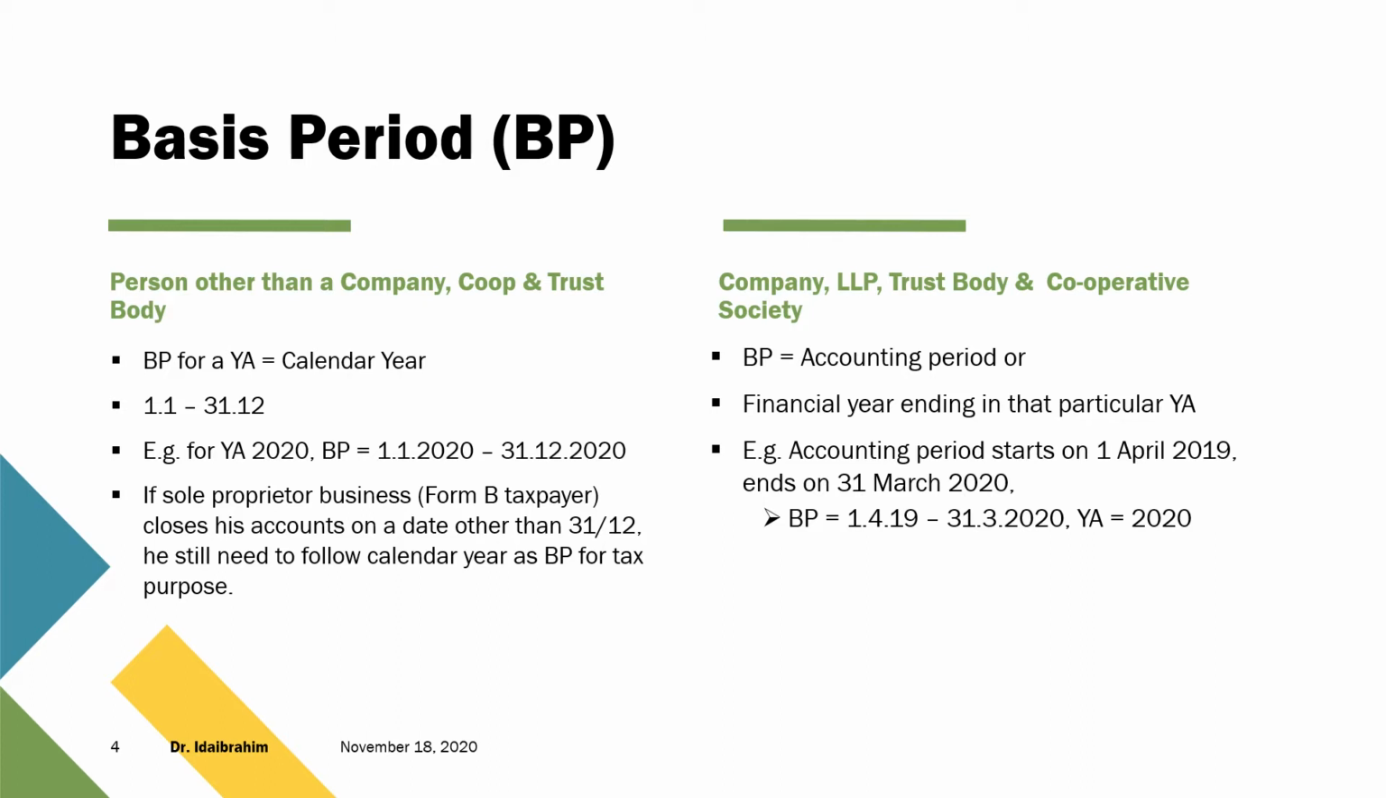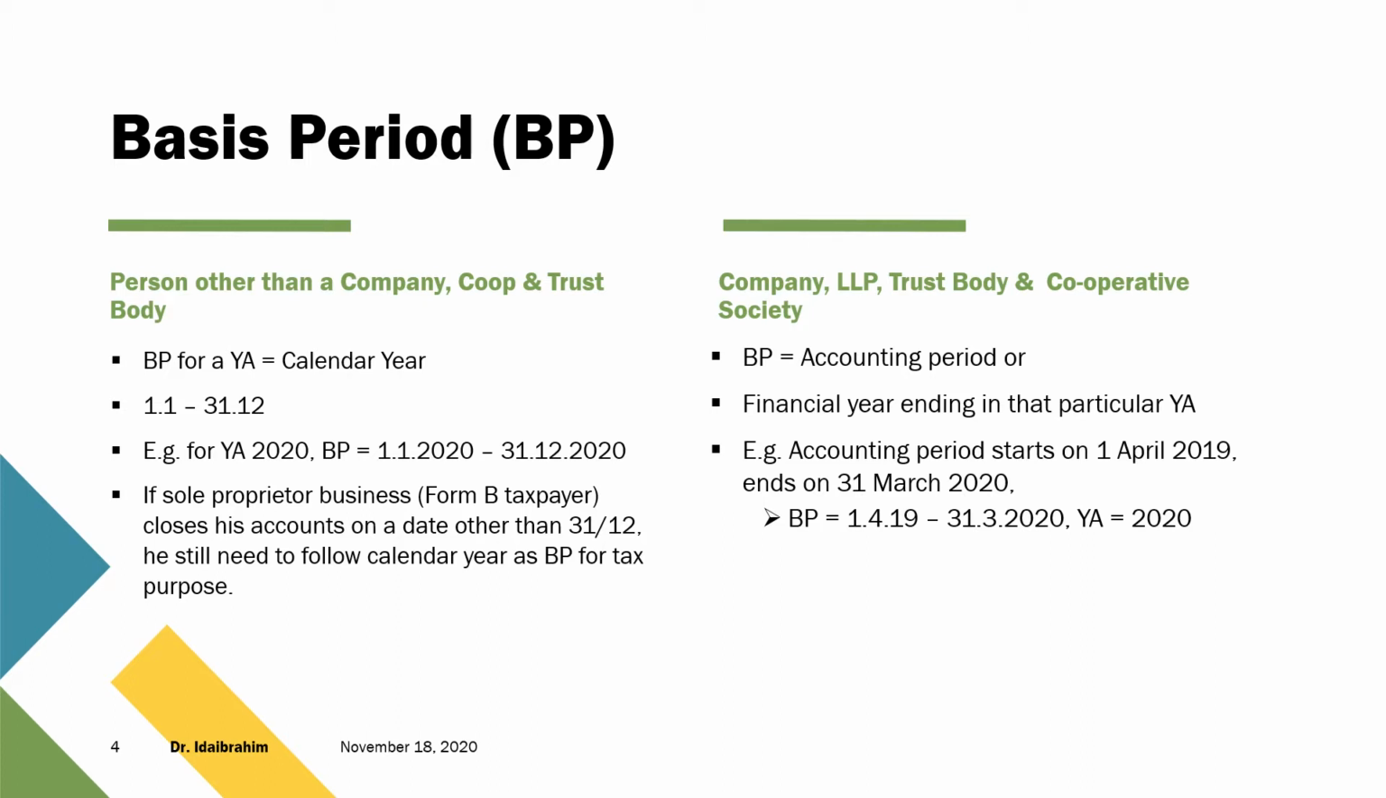Let's start with basis period generally. We have two categories here. The first one is a person other than a company, co-op and trust body. For this category, the basis period should be the calendar year, which means it should start from 1st January until 31st December every year. If an individual has a business like a sole proprietorship, they will be assessed for tax purposes on income generated from January until December each year.